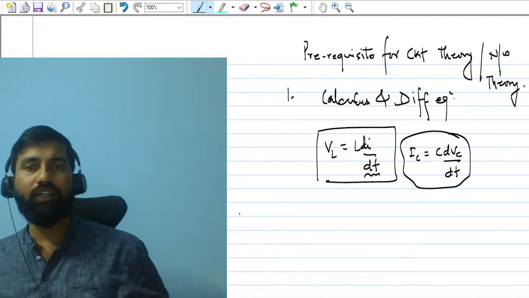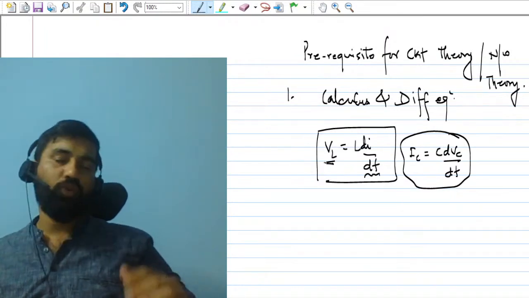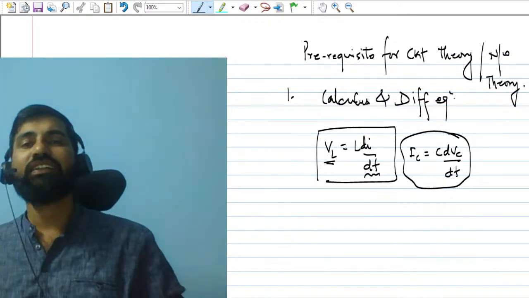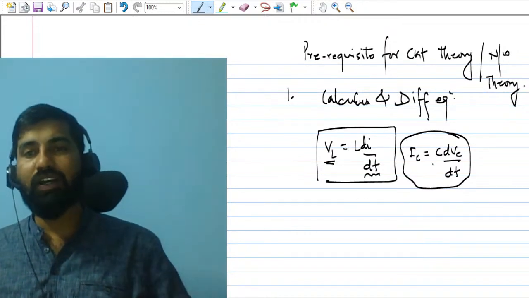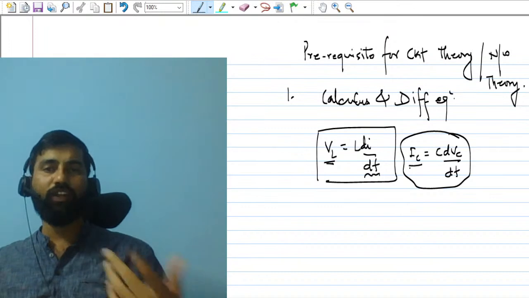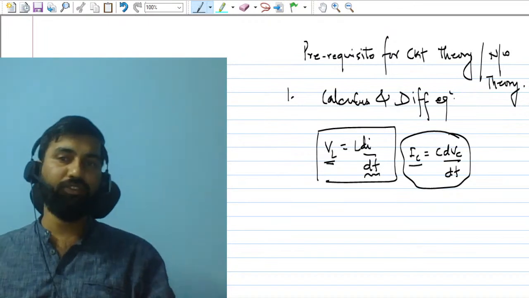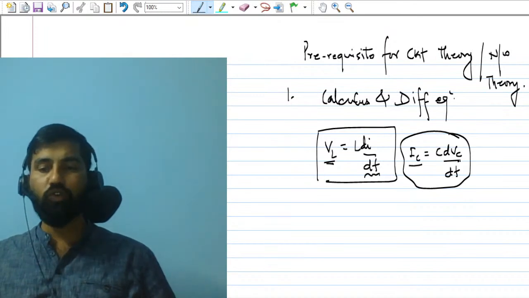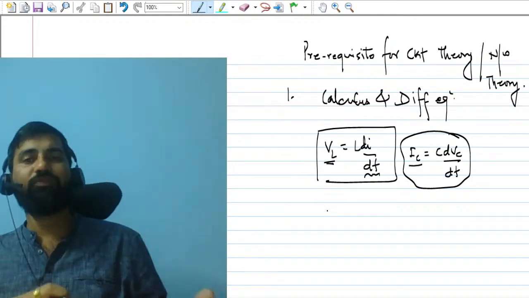Suppose they give you some voltage waveform and ask you to find the current, I mean the capacitor current. They will give you some curve or waveform, and you will go for finding the slope. dVc by dt is the slope basically, or a differentiation. So nowadays in questions they associate waveforms as well.